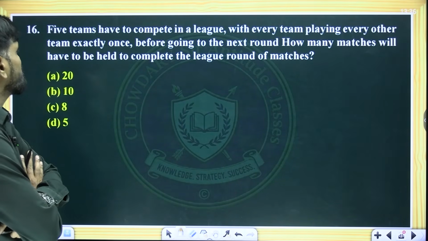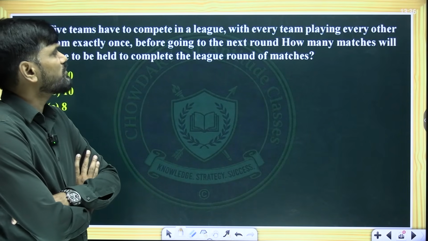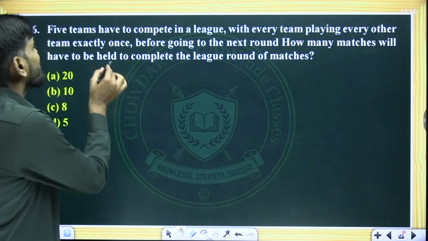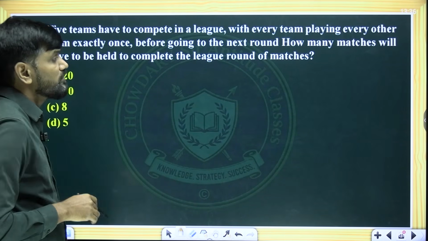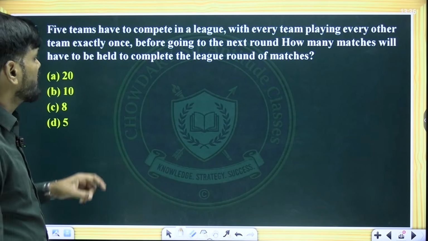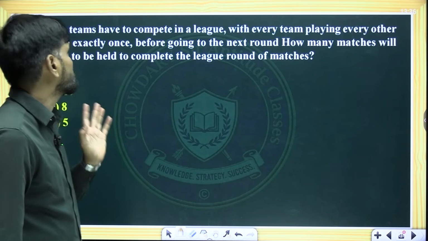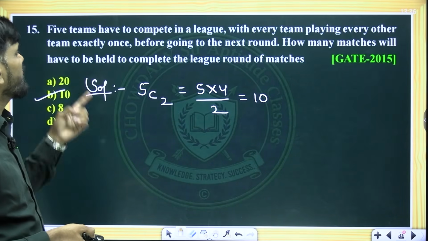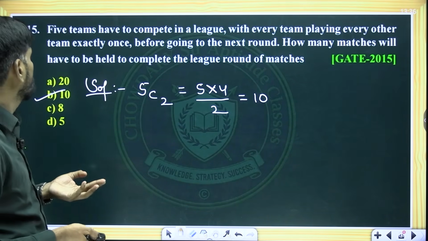Next, problem number 16. 5 teams have to compete in a league with every team playing every other team exactly once before going to the next round. How many matches will have to be held to complete the league round of matches? So here, same problem I think that is repeated here. So 5 teams have to compete with every other.